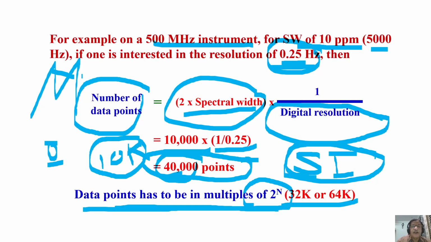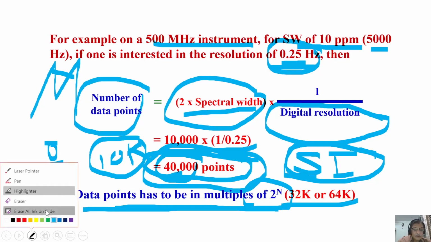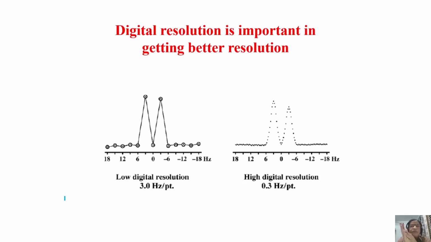So you'll be missing two peaks which are close in space. Please understand. So if the digital resolution is 0.25 in a 500 megahertz spectrometer, the size of the memory should be at least 40K at minimum. Of course, after acquiring data, you can play with the time domain data also and increase the number of data points. It is as good as indirectly increasing the size of the memory.